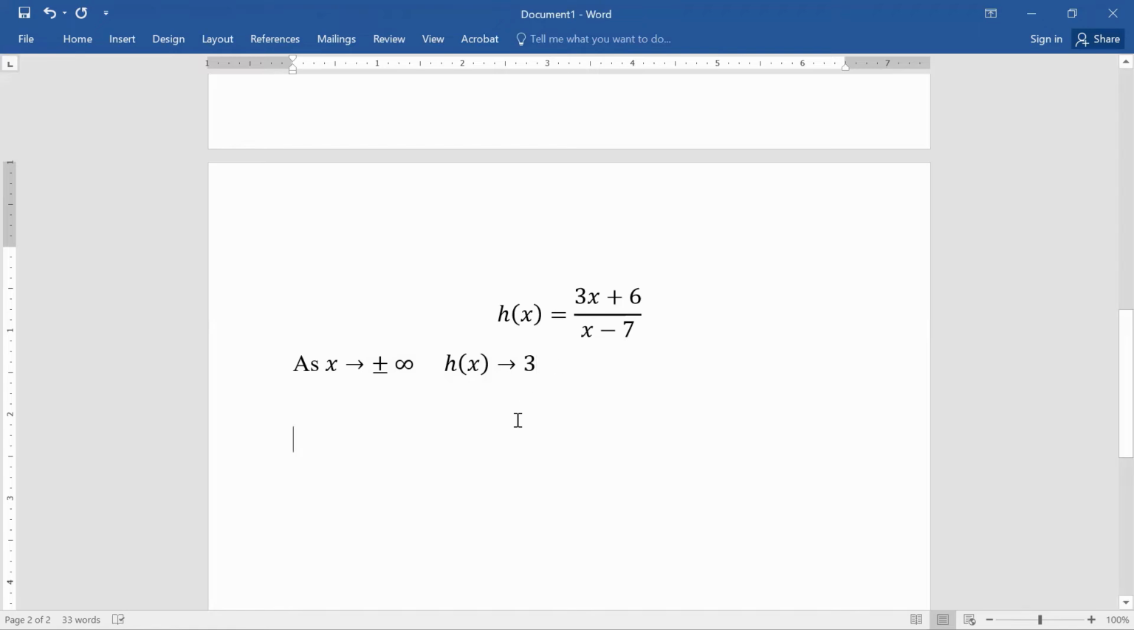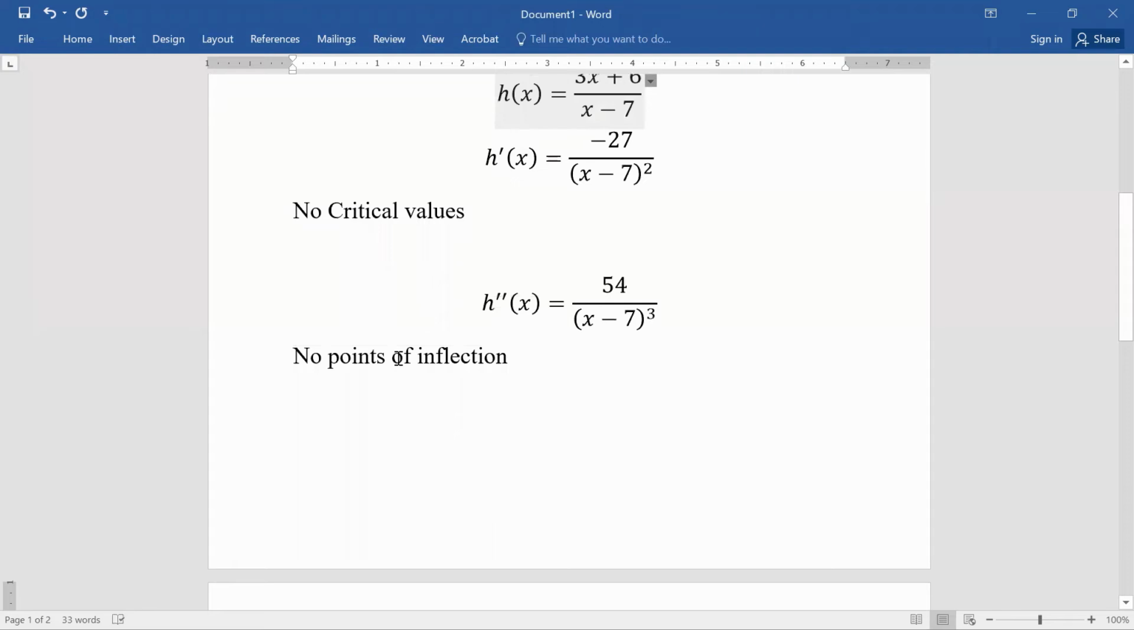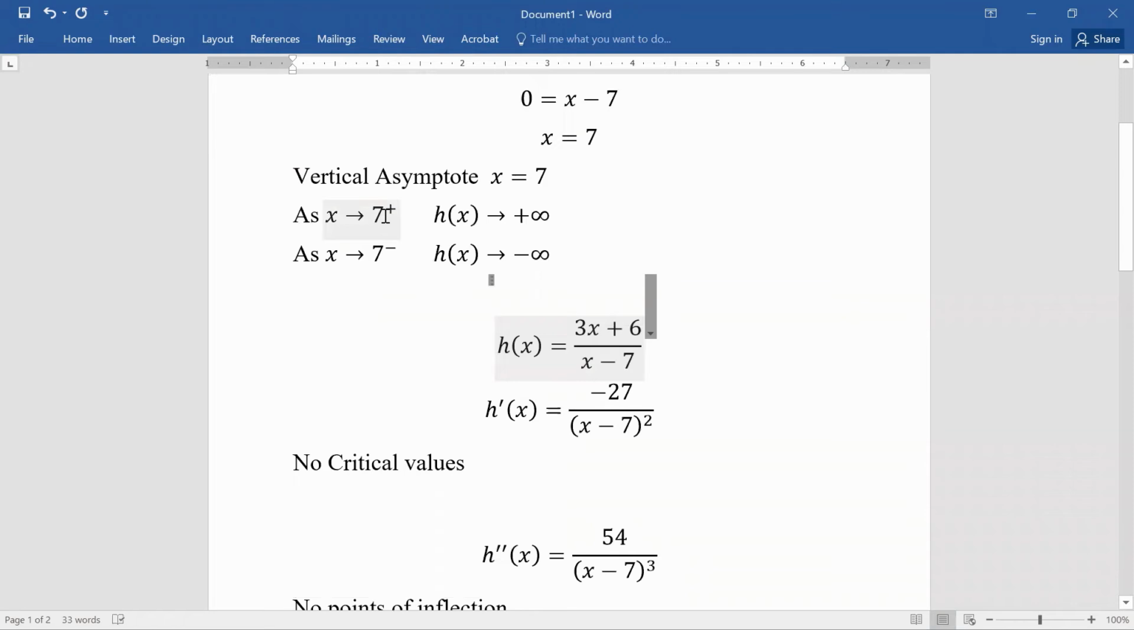Now I know how to graph this. I know the behavior as x goes to infinity. I know the points of inflection. I know the critical values. I know the vertical asymptotes and what the graph's doing at those vertical asymptotes. Let's go ahead and graph this.